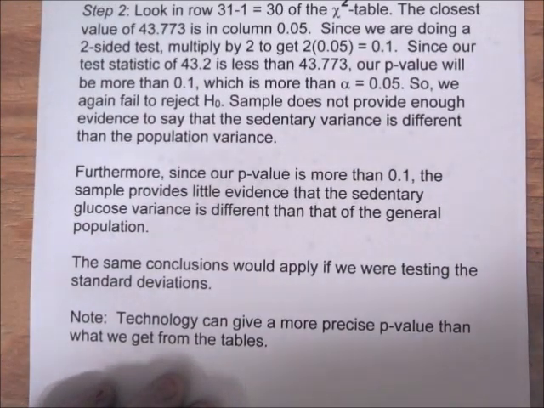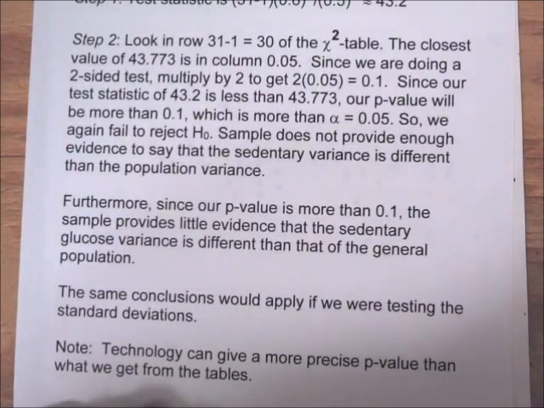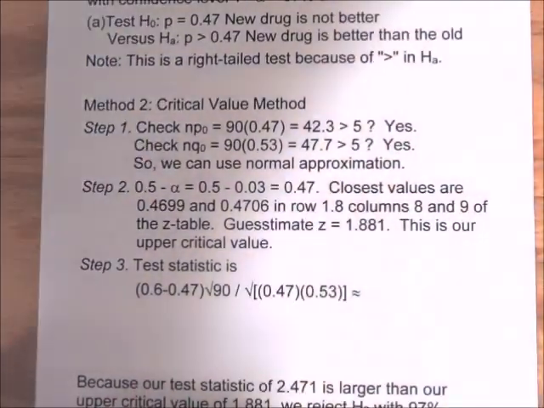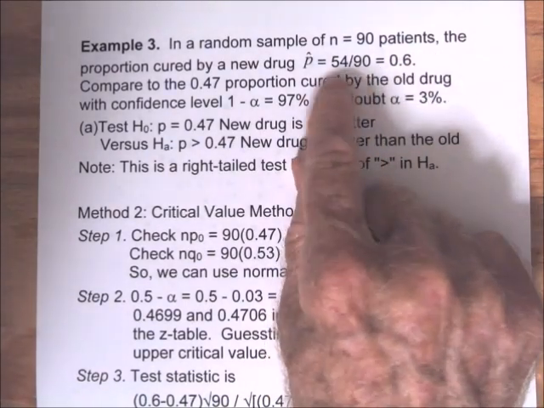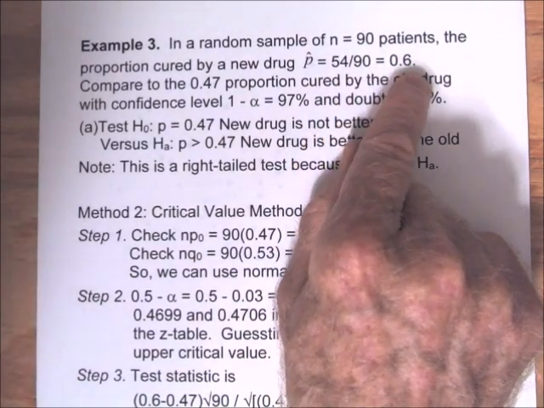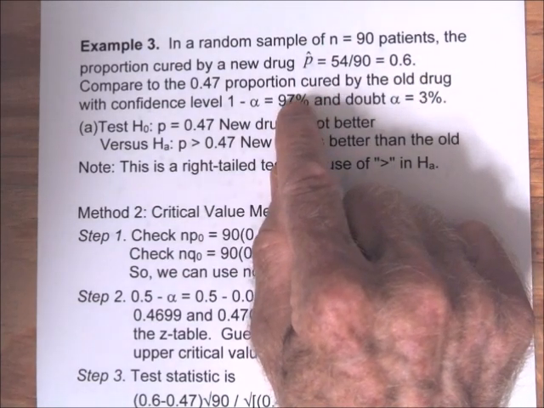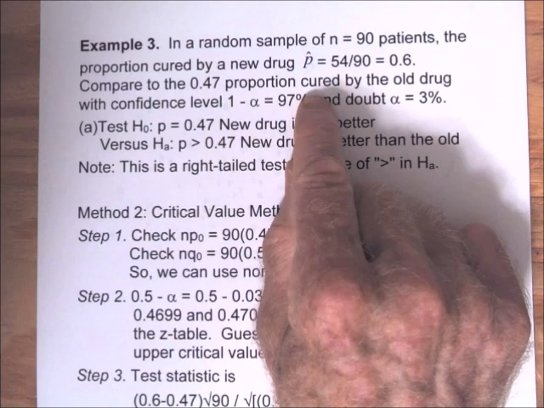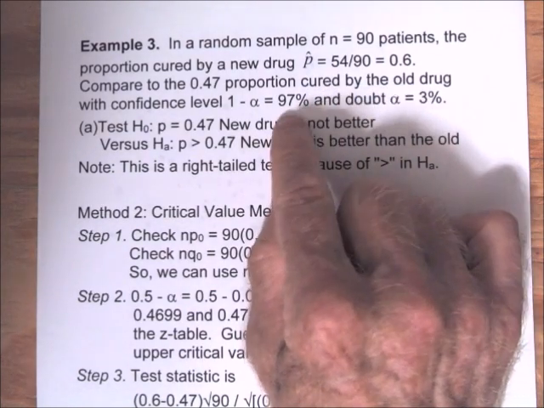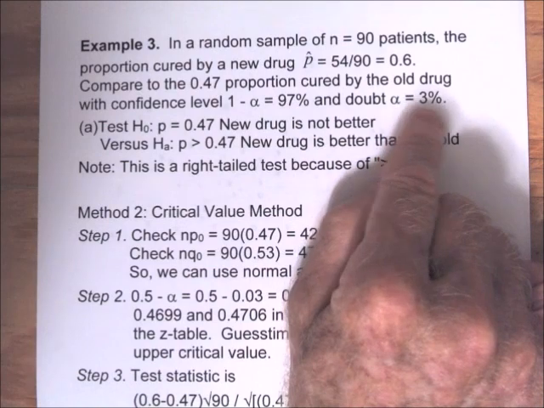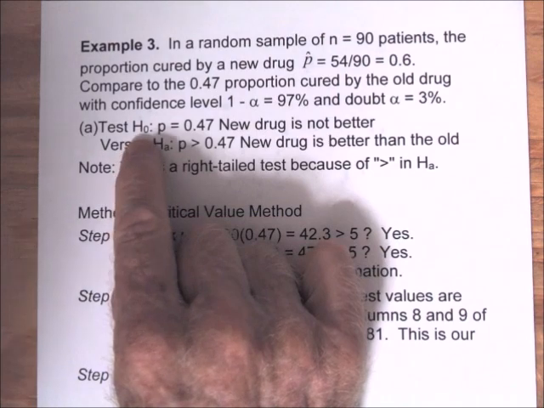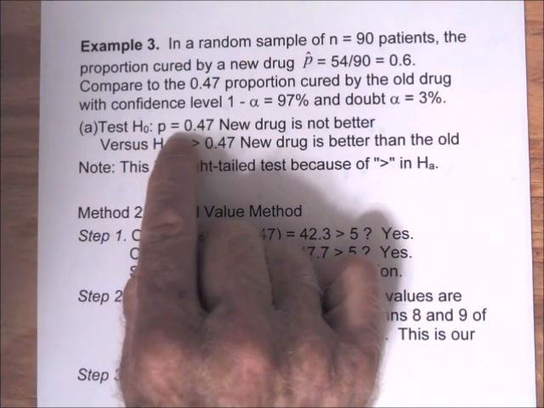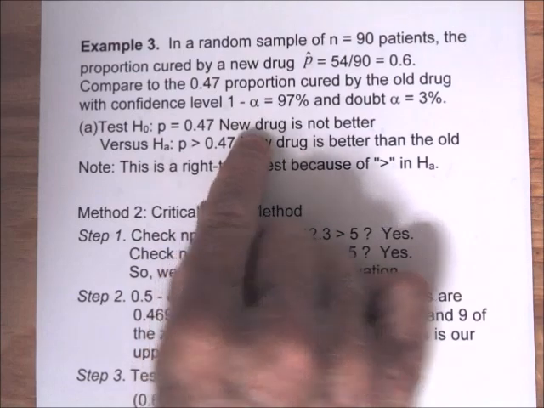Okay, another example of hypothesis testing. A sample of n equals 90 patients, the proportion cured by a new drug, p hat, 54 divided by 90 is 0.6. And we want to compare it to the 0.47 proportion cured by the old drug with confidence level 1 minus alpha of 97% and doubt of 3%. In symbols, we're testing H naught, p equals 0.47, the new drug is not better.